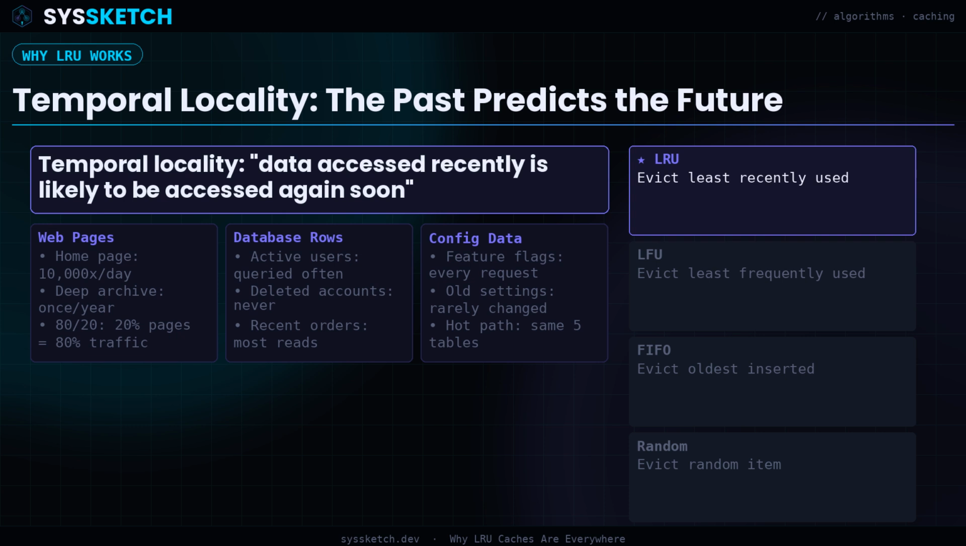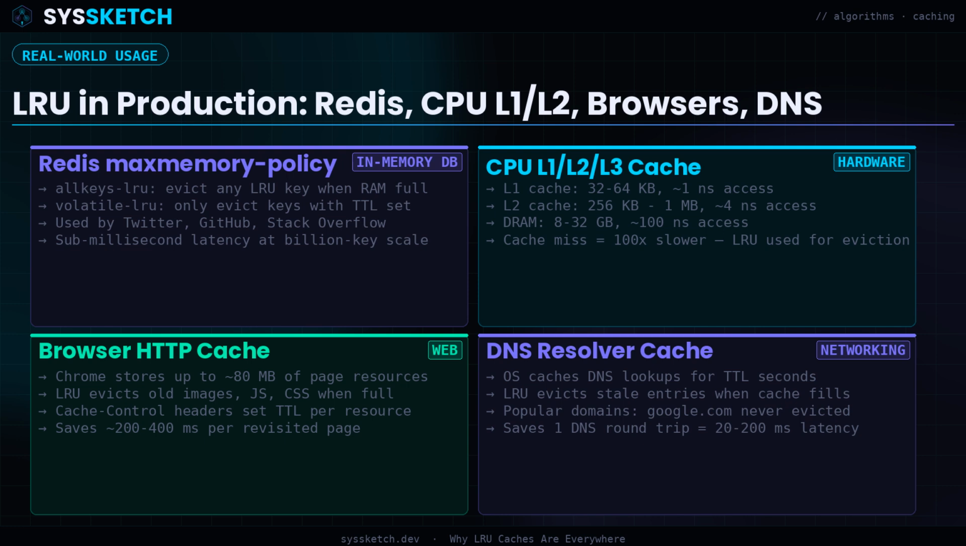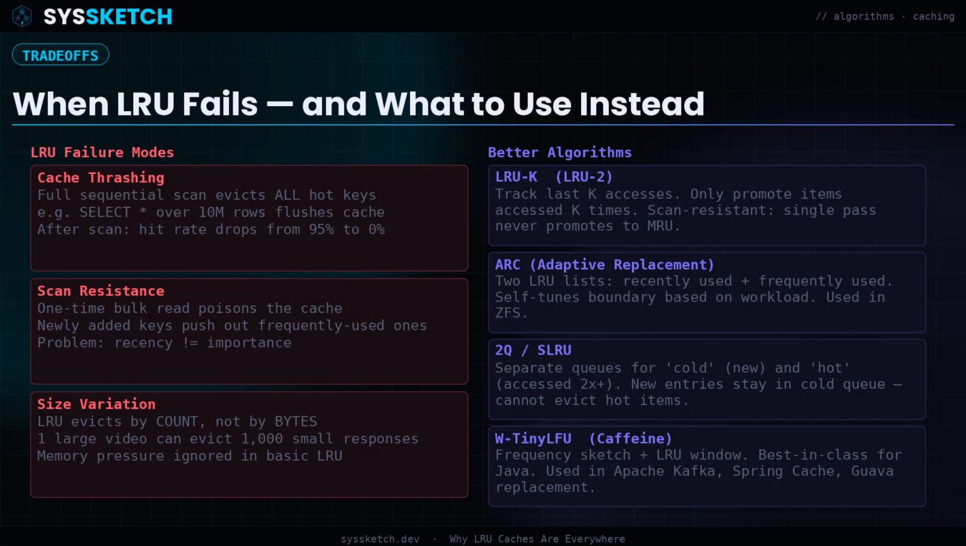LRU is not just a theoretical construct. Redis uses allkeys-LRU as its default eviction policy when RAM fills up. Your CPU's L1 and L2 caches use LRU-like policies in hardware to decide which memory lines to keep, shaving nanoseconds off every instruction. Chrome's HTTP cache uses LRU to manage which JavaScript, CSS, and images survive between sessions. Your operating system's DNS resolver caches domain lookups using LRU, so popular domains like google.com never need a fresh lookup. Every layer of the modern software stack uses this same idea.